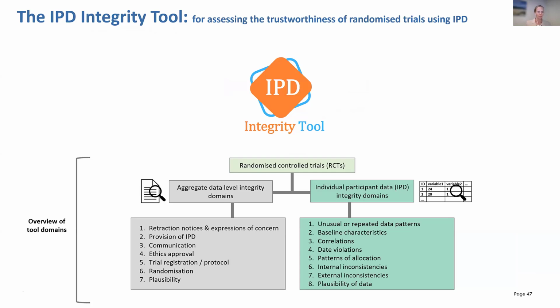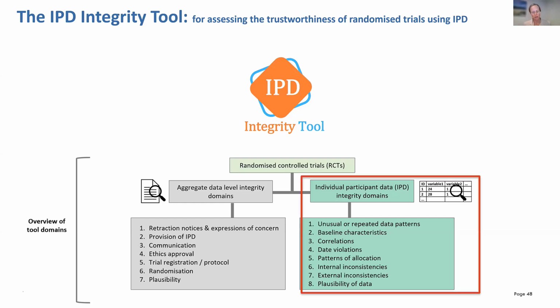And in an IPD meta-analysis, not everyone provides IPD, so they're very important as well. That's a unique factor of the tool, that we combine this with these items or domains, which is our key point of difference. These focus on the IPD, looking at things like unusual data patterns, are correlations present that we'd expect, patterns of allocation, inconsistencies, and so on. And again, we'll go through these in more detail.